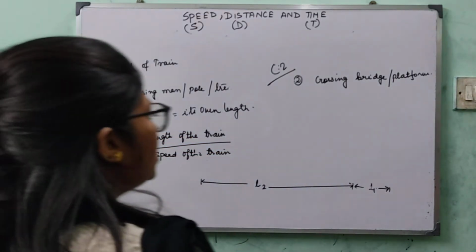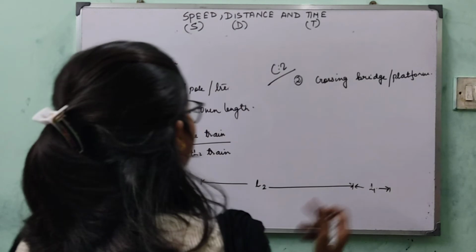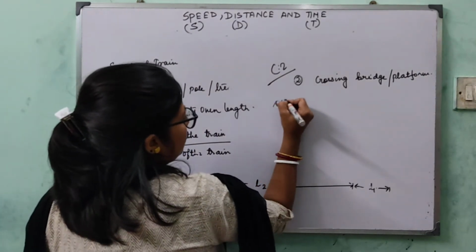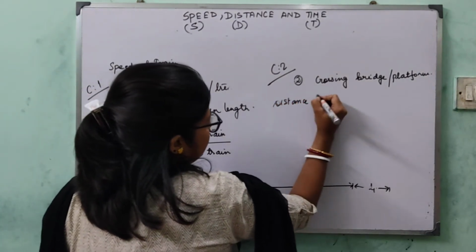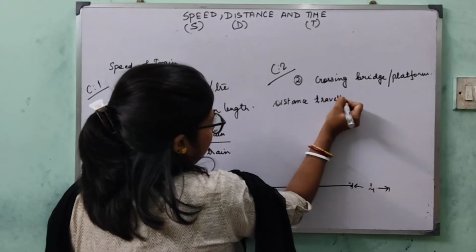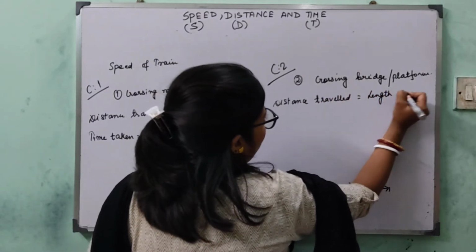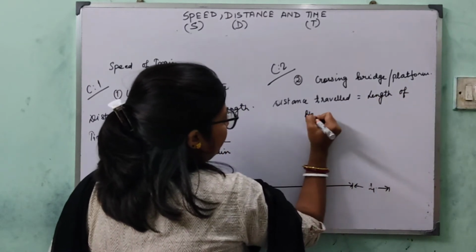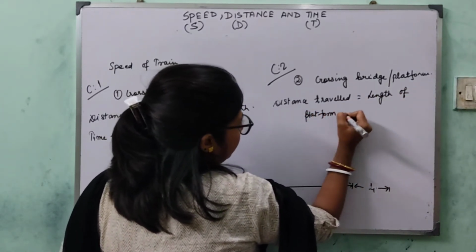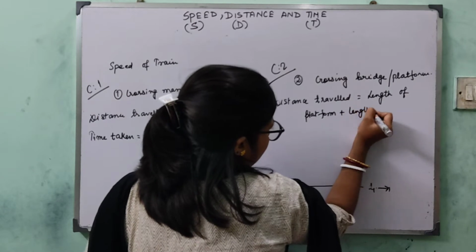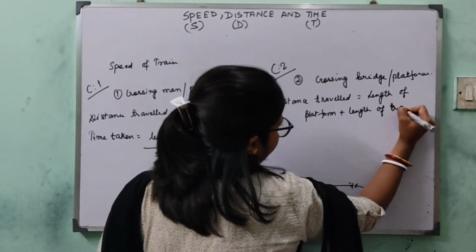So for crossing a bridge or a platform, the distance that is travelled is equal to length of platform plus length of train.